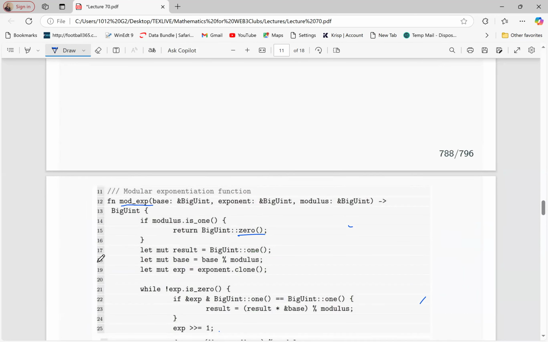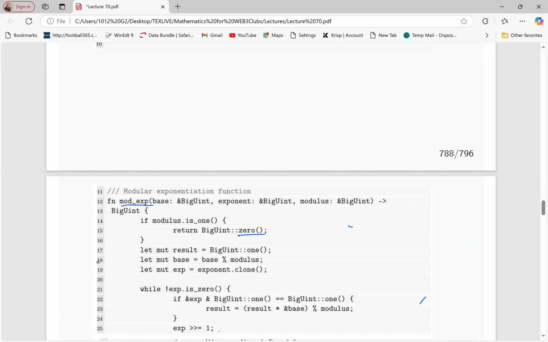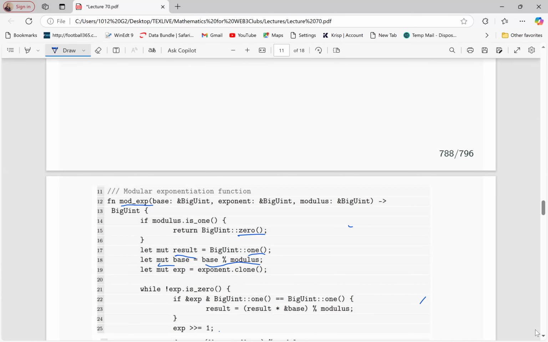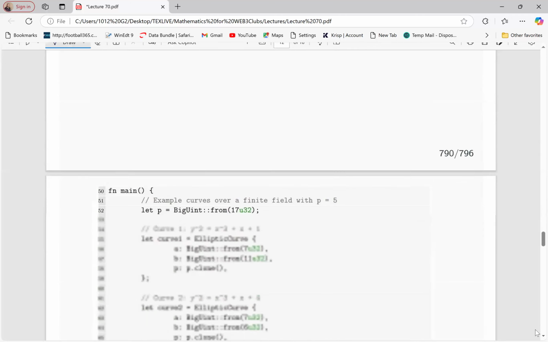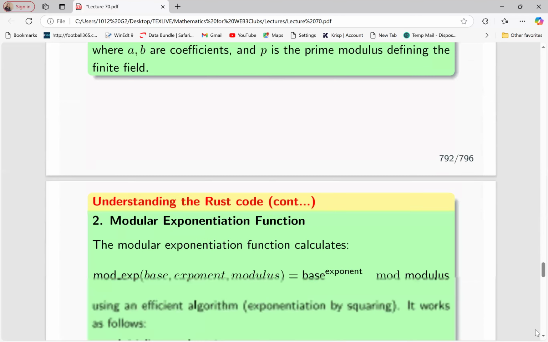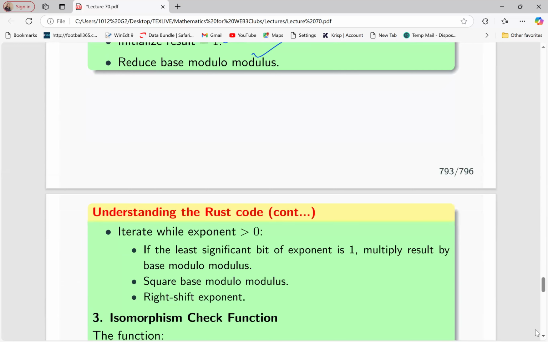This is what I'm explaining: that initially the result is taken to be 1, and of course is mutable, changing from time to time. Then the base has to be reduced modulus. Of course, again, that will be changing from time to time. Then the exponent, we proceed to the loop. So that is what I explained in my notes.